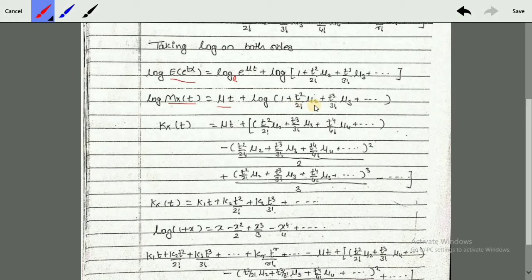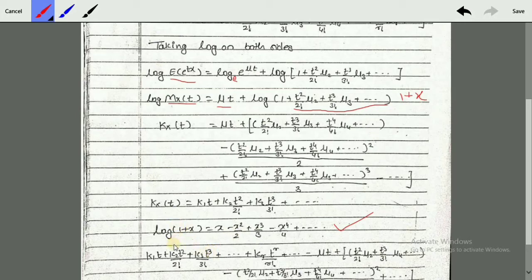So this is log of 1 plus x. This whole term is x, so we are taking it as 1 plus x. Just write down the formula for log of 1 plus x in terms of this 1 plus x. So we have written here, and we get K_X(t) as k1 t plus k2 t square by 2 factorial plus k3 t cube by 3 factorial and so on, using this formula for log of 1 plus x.